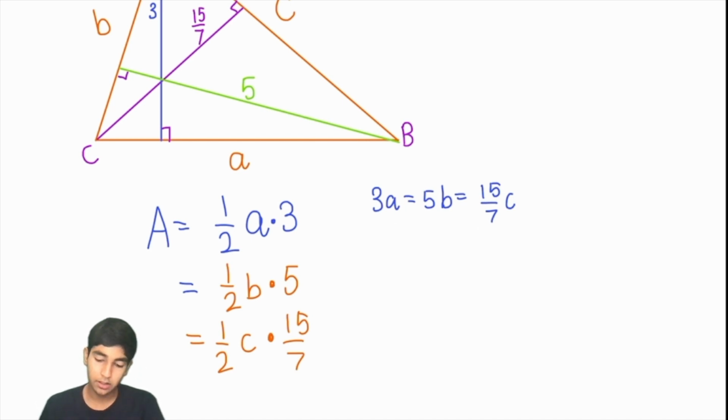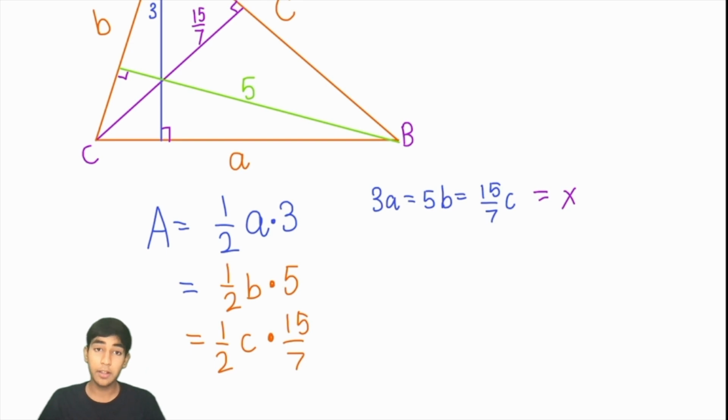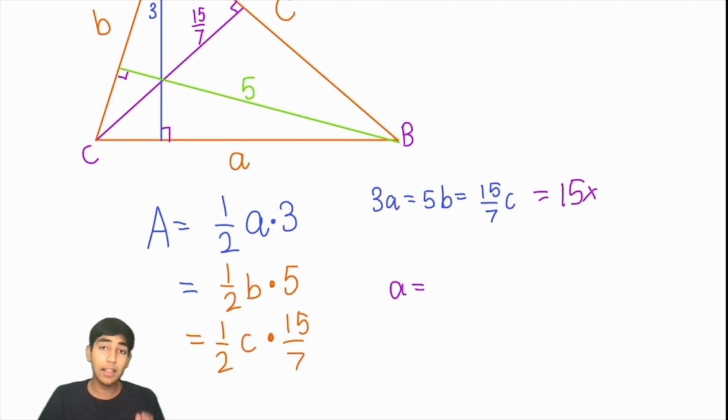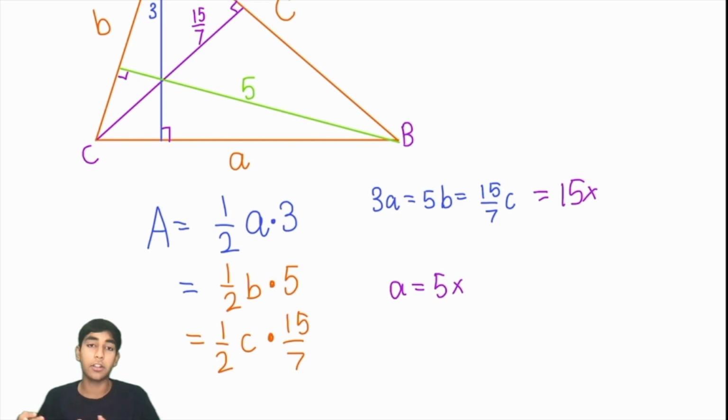So what does this give us? We know 3a equals 5b equals 15/7 c. Let's say this is equal to some quantity x. We don't know what it is. Then a, or rather, let's say it's equal to 15x. You'll see why we're going to let it equal 15x instead of just x in a second. Now we have a is 5x. Yeah, because 3a is 15x, so divided by 3, a is 5x.